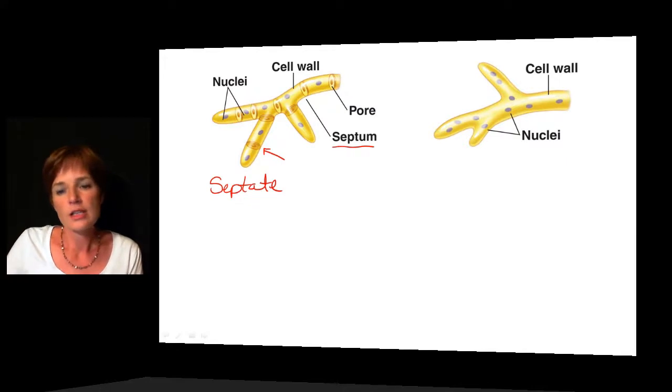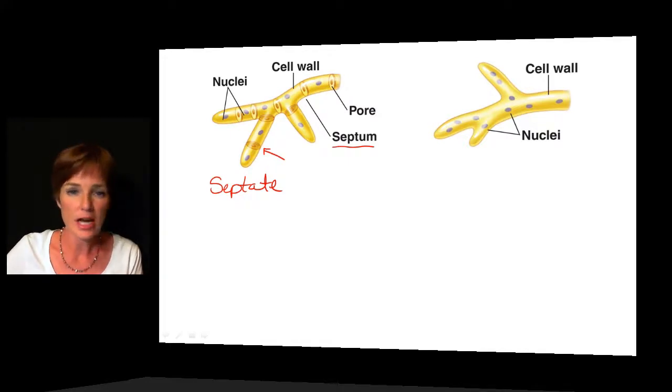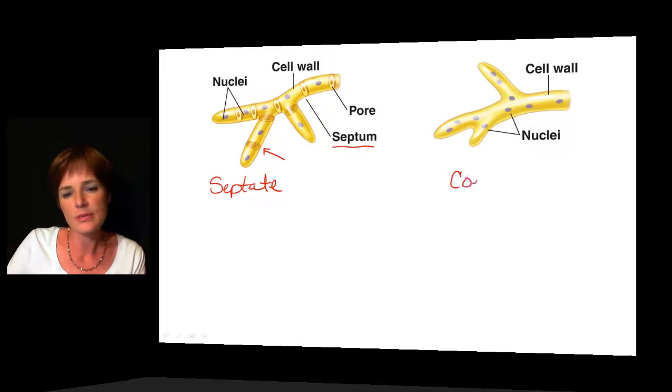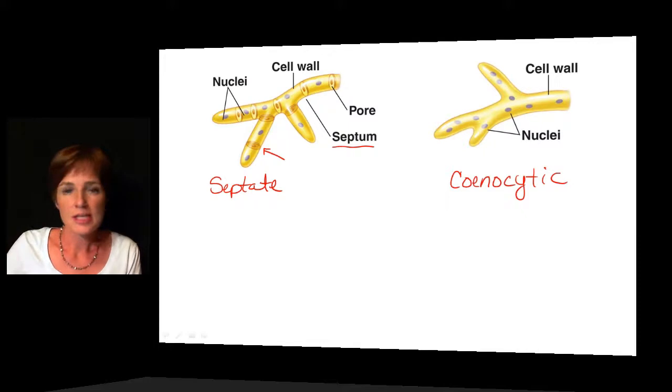Over on the right-hand side, we don't see any divisions between them. So what you end up with is a bunch of nuclei that all reside in this one hyphae. So the nuclei are all flowing in the same cytoplasm, and this is what we call cenocytic. Some species tend to have septate hyphae, some tend to have cenocytic hyphae. Really just depends on the species.